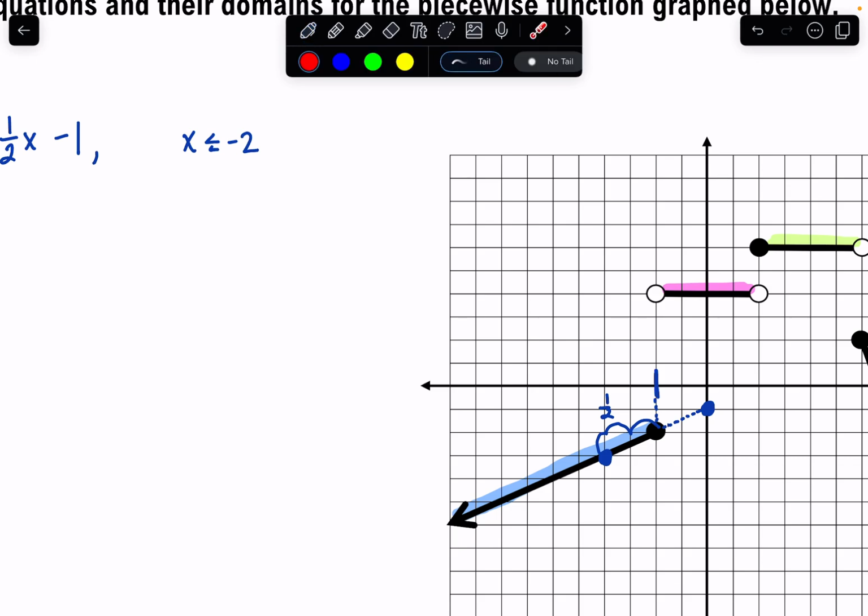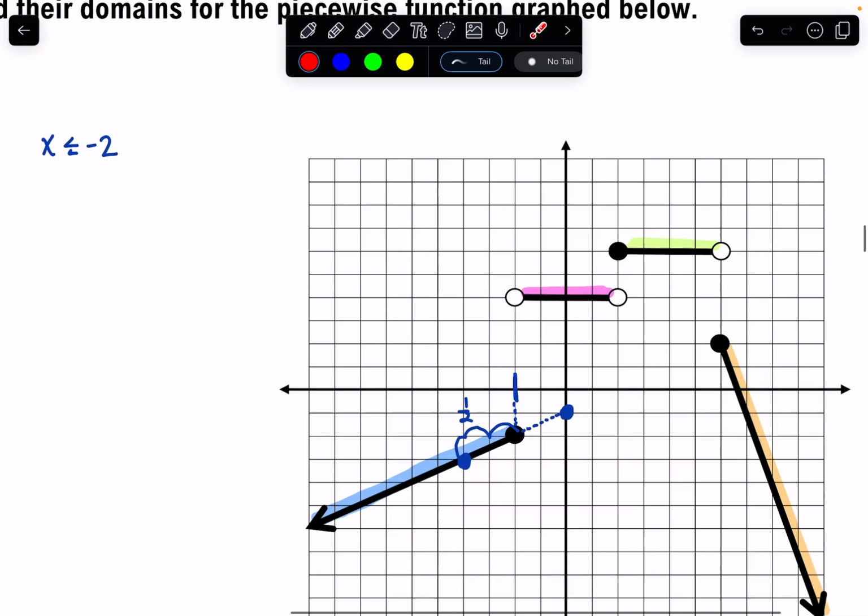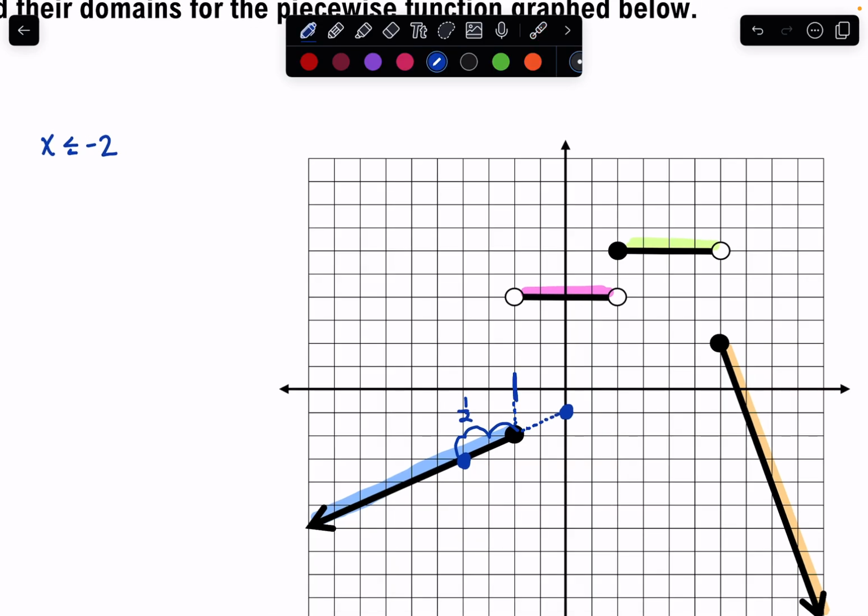So these arrows should match up, right? That's an arrow pointing to the left. I'm using my less than sign because we're heading towards -infinity. So everything less than -2, right? -3, -4, -5, -6, and so on, all the way down. Okay, so now let's move to our pink function.